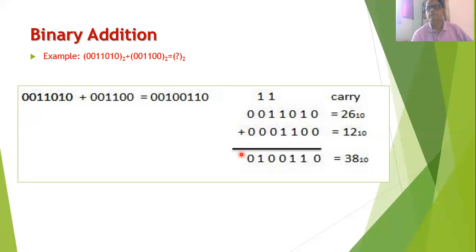Now just for the purpose of checking whether you have performed this addition correctly or not, what we can do is convert these binary numbers into decimal. You will find that the decimal equivalent of the first binary number is 26. Similarly, we can convert the second number into decimal, and you will find that it is 12. So when we add 26 and 12, we know that the result is 38. Now you can convert the result and check whether it is equal to 38 or not. You will find that this is also equal to 38. It confirms that the addition that we have done is correct.